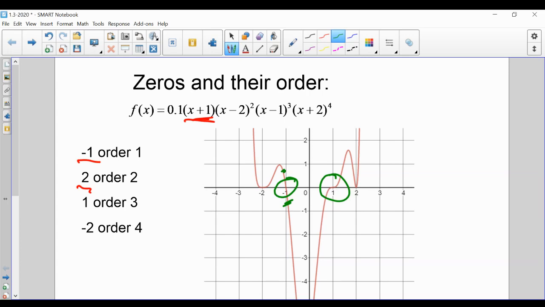But with the 2's, they're not changing sign. They start off being positive and end up being positive because they're just going to bounce on the x-axis. They just come down, touch the x-axis, and come right back up. Same thing is happening over here. Coming down, bouncing on the x-axis. It starts off being positive, ends up being positive. It's still above the x-axis. So that's how we distinguish between the even order zeros and the odd order zeros. Right? Very important distinction for us to make.